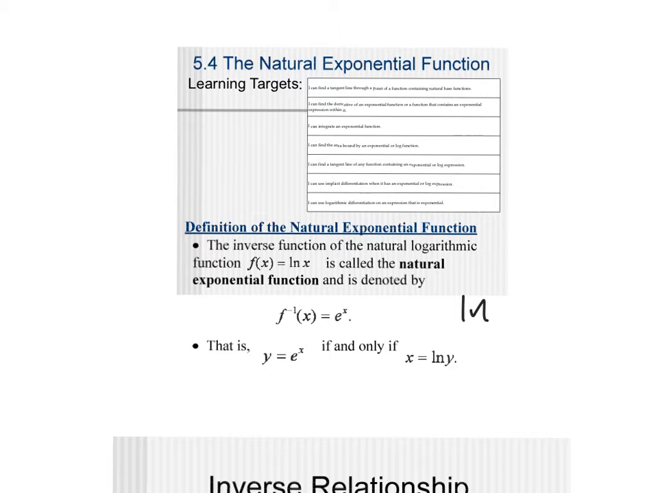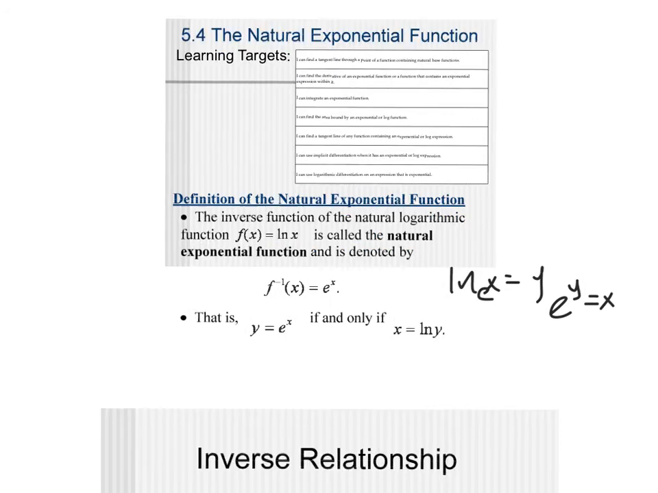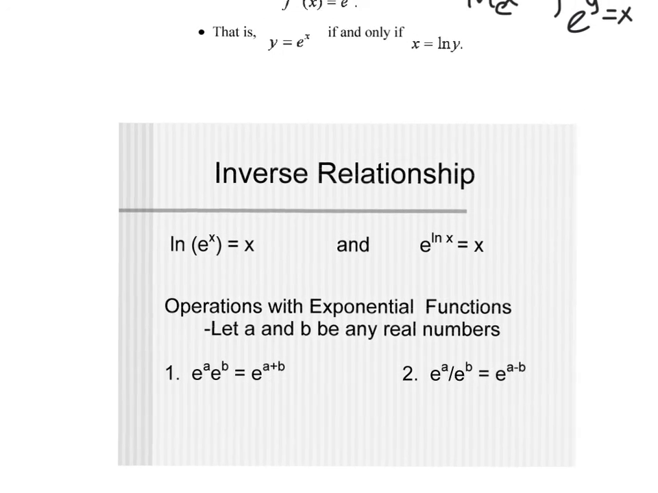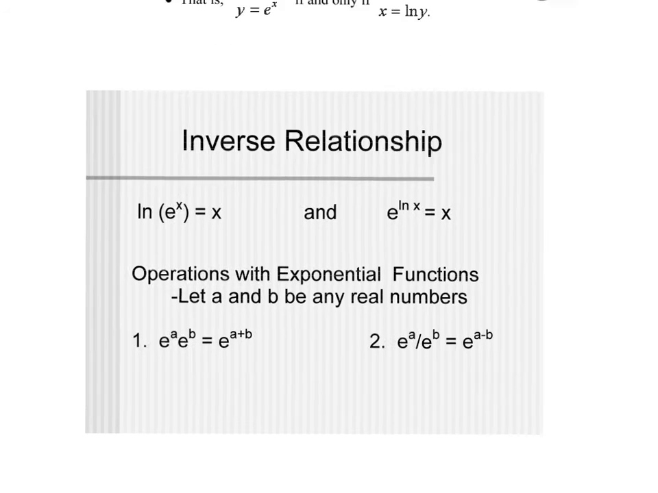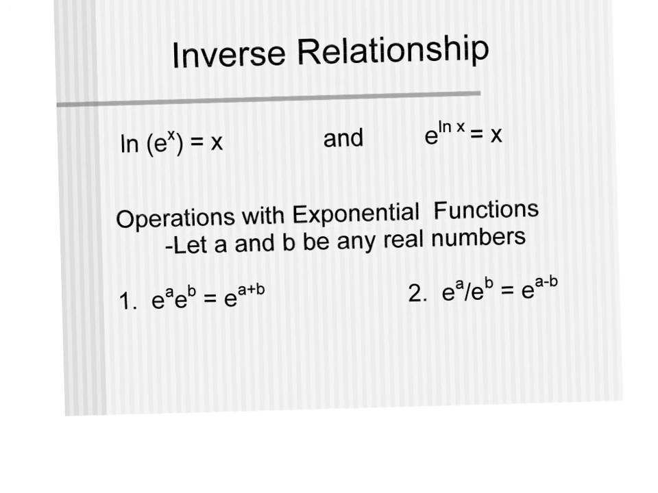Again, if you have ln of x equals y, the exponential form would be e to the y equals x. So that's kind of what they're doing here. I just switched around the variables a little bit. Okay, so the nice thing is that ln of x and e to the x have an inverse relationship. So if you ever take the ln of e to the x, it becomes x. And if you raise e to the ln of x, it becomes x. So those little operations we're going to just go through quickly to remind your memory a little bit.